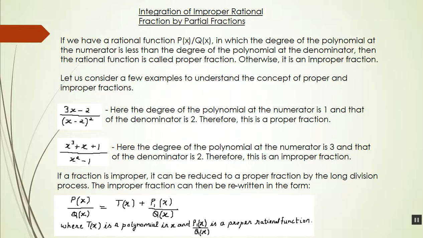When we get a sum to integrate an improper rational fraction, our first step should be to reduce it to a proper fraction by the long division process. When we do that, the improper fraction can be rewritten in the form p of x divided by q of x is equal to t of x plus p1 of x divided by q of x. Here t of x is a polynomial and p1 of x divided by q of x is a proper rational function.